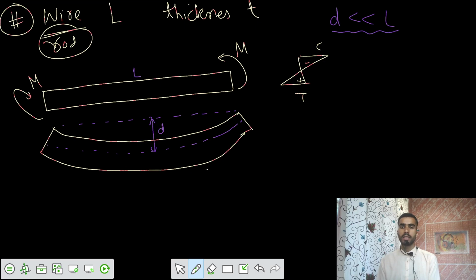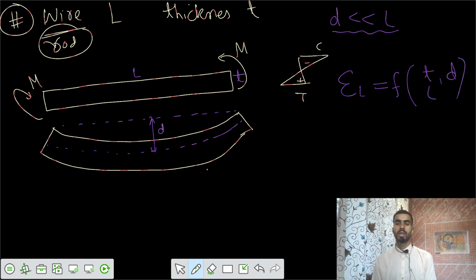Now it's saying get the value of strain. Let's say the thickness is T. Get the value of longitudinal strain as a function of thickness, depth, and length. Get this value of strain in terms of these parameters.